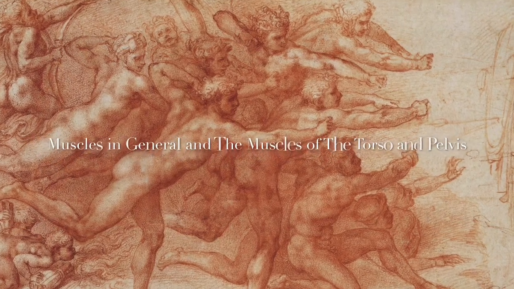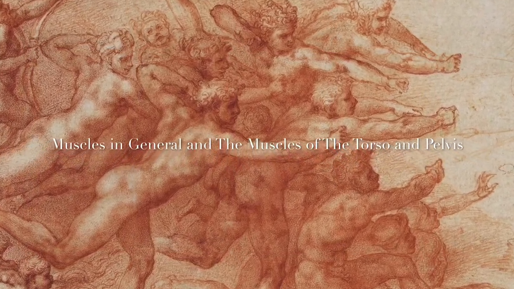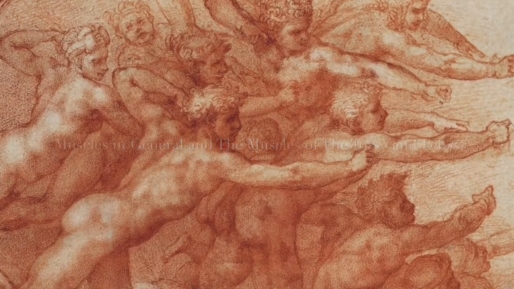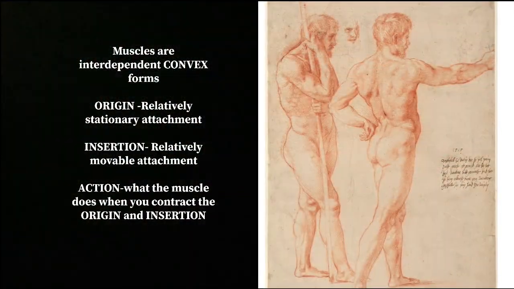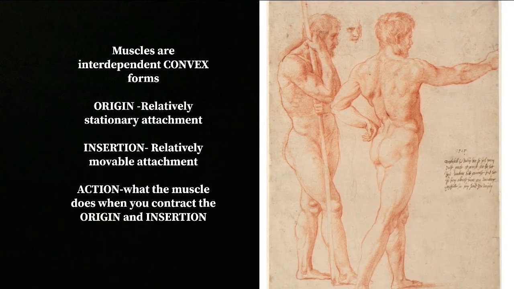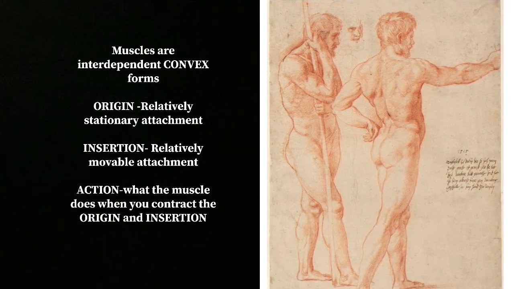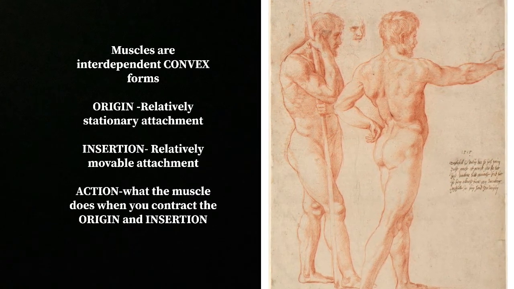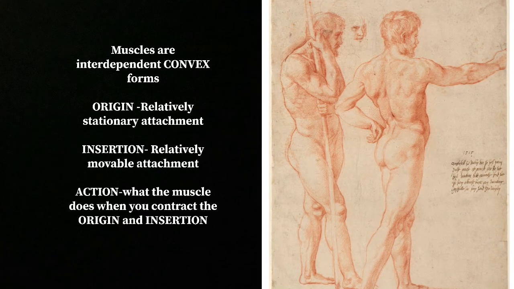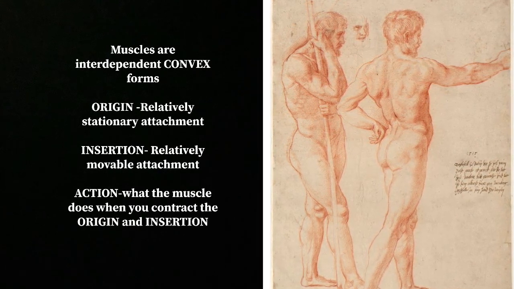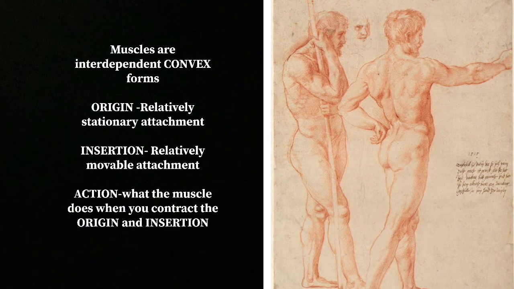Let's talk about muscles in general and get more specific with the muscles of the torso and pelvis. First of all, your muscles are interdependent convex forms. They have an origin, which is a relatively stationary attachment, and an insertion, which is a relatively movable attachment, and an action, which is what the muscle does when you contract those two points.